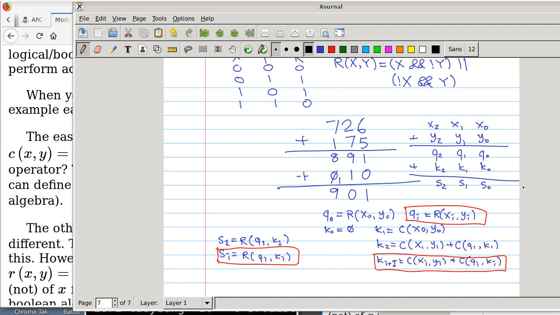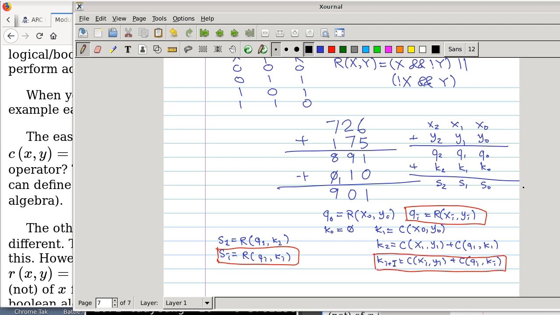What about k2? Well, k2 can be because of x1, y1, but it can also be because of q1, k1. Is that okay? So the equation to compute k i plus 1 is to say, well, it can be because of a carry from adding x i, y i, but it can also be because of a carry of adding q i and k i. Both additions can contribute a carry to the next column. Are we doing okay so far with this?